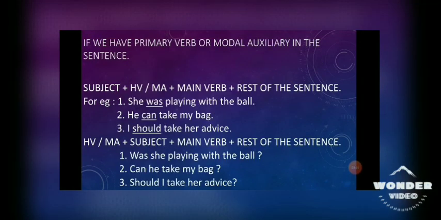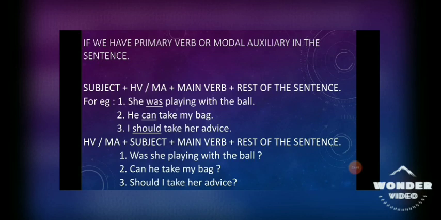Now let us understand, if in the sentence we have a primary verb or a modal auxiliary, then what is the formula and how should we change that particular sentence into interrogative? Now what is the formula for a normal sentence? It is subject plus helping verb, HV means helping verb, or a modal auxiliary. They can be helping verbs or they can be modal auxiliaries, plus main verb and plus the rest of the sentence. This is the formula that is written.